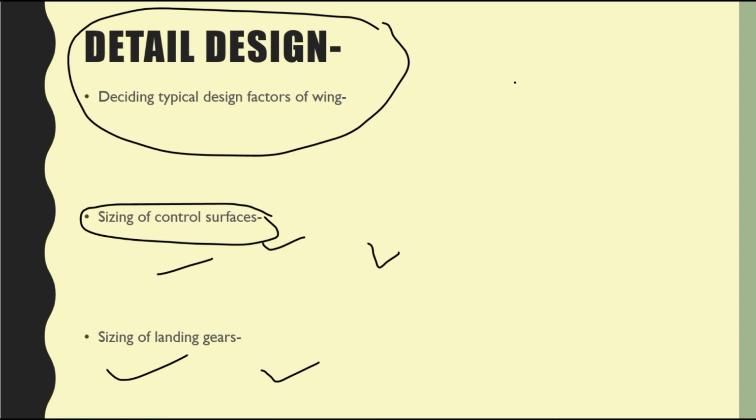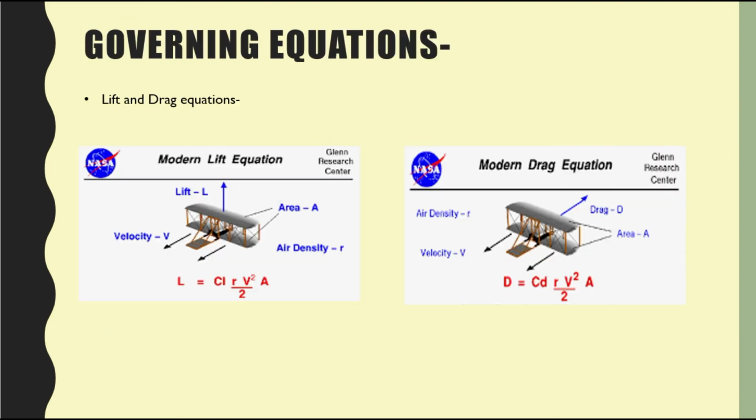Now I would like you to go through the text first, from the references, so that you will understand the procedure. Come back and just watch the further part. In the next part, we are going to see some governing equations. The governing equations are basically the flight equations according to which a plane will fly.